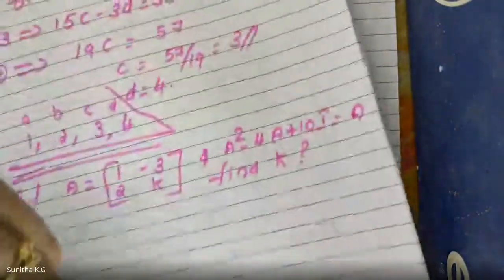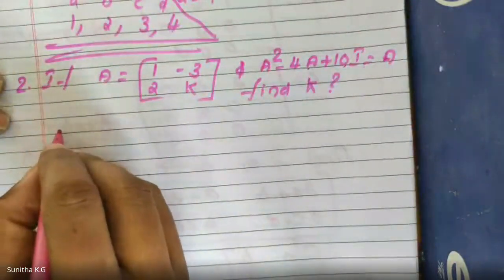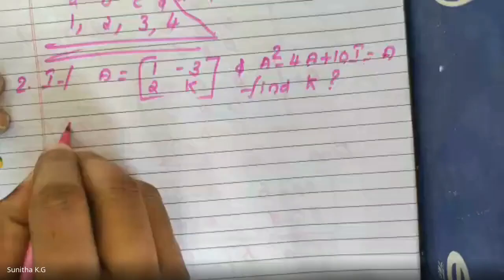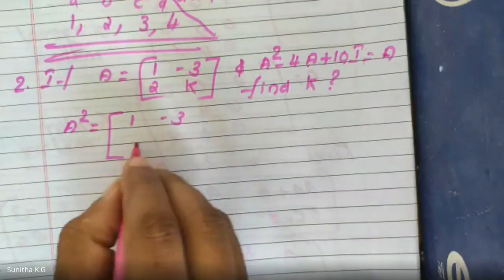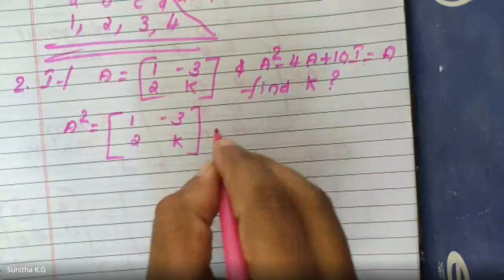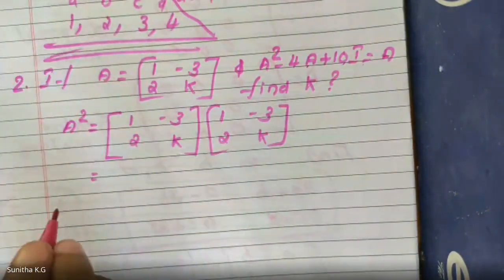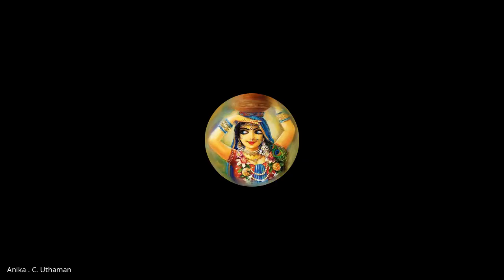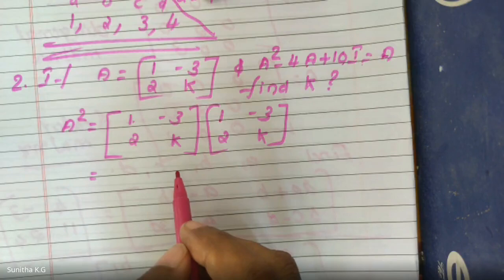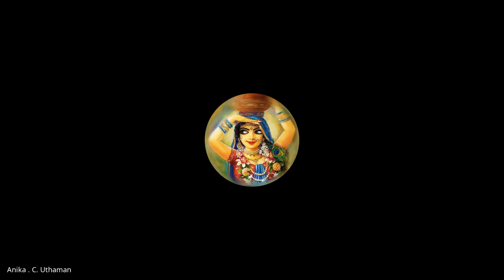Okay, come on. What do we have to do first? A square. Very good. We have to find out what A square is. That is (1 − 3, 2k) into (1 − 3, 2k). Then what do you get? Parul? 1 into 1 minus 3 into 2, that is 1 minus 6. Am I right? Yes, teacher.